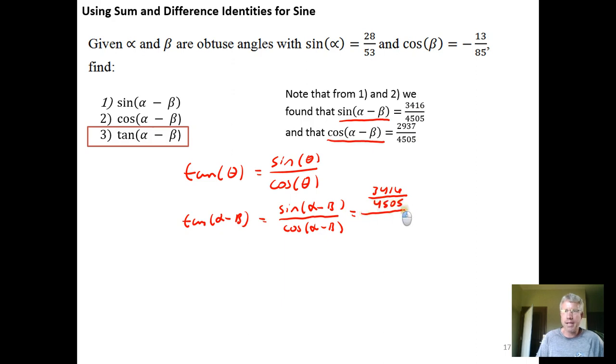It's going to be 3416 over 4505 divided by, there's the sine, divided by what? Divided by 2937 over 4505. And our denominators match, so they're going to divide out and give us a 1. So this ratio is just going to be 3416 over this numerator over the other numerator, 2937.